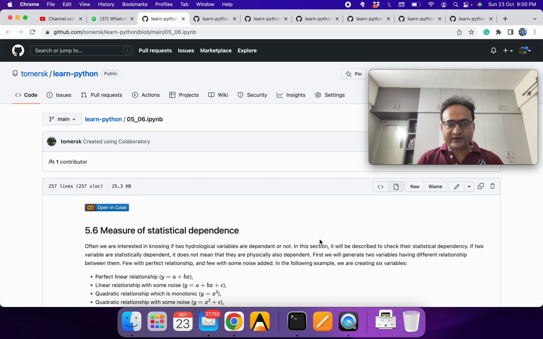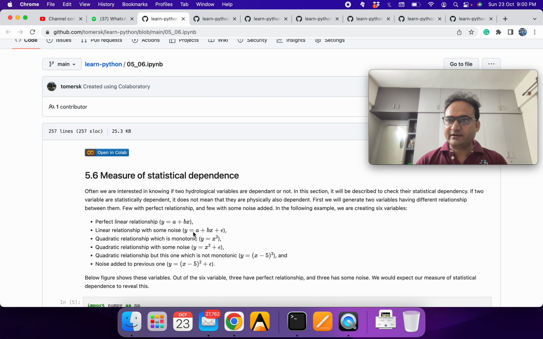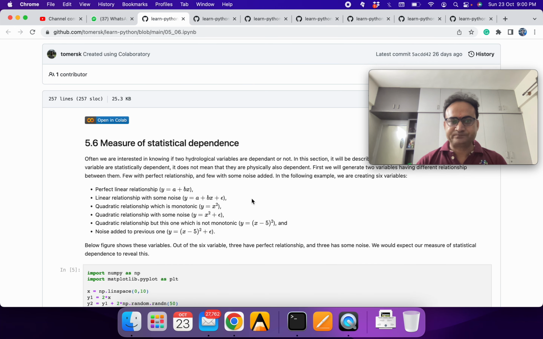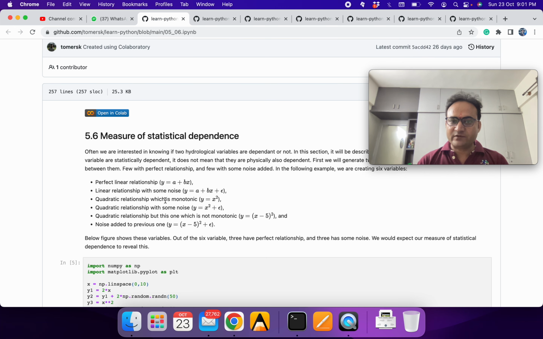To understand what the limitations are, we'll generate six relationships. Three are perfect, three have some noise in them. So we are generating one perfect linear relationship, with no error term, nothing. Then we are generating a linear one with some noise added. We are taking one monotonic.